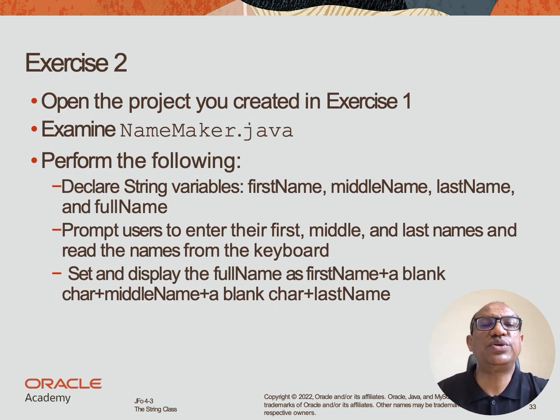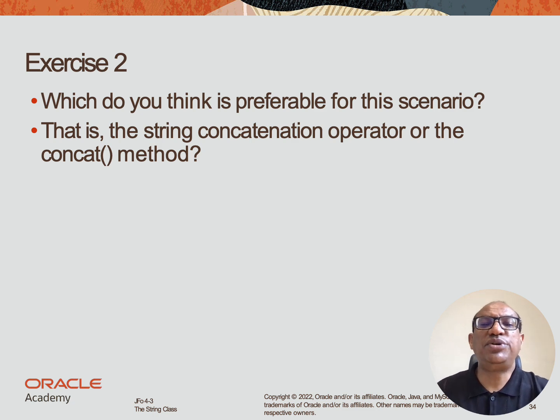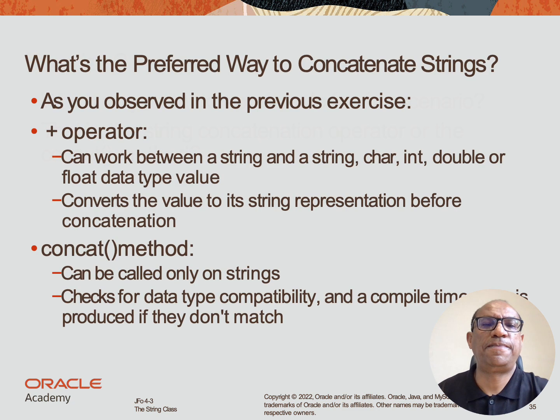In exercise 2, you'll collect the first, middle, and last name from the user and create a full name by concatenating them. It's a great chance to practice both the plus sign and the concat method. Which method should you use? Plus or concat? Honestly, most developers prefer the plus sign for its simplicity and flexibility. The plus operator works with all kinds of data types, but concat can only be used with other strings. It is stricter and can cause errors if you're not careful.